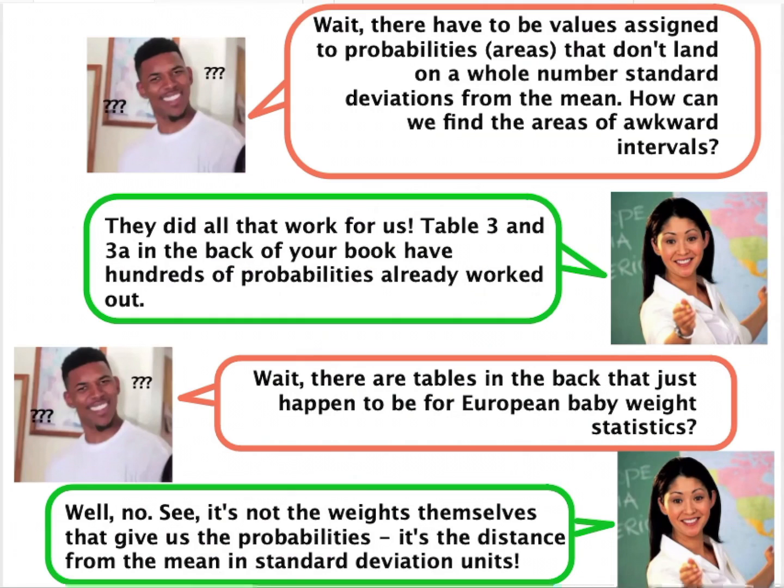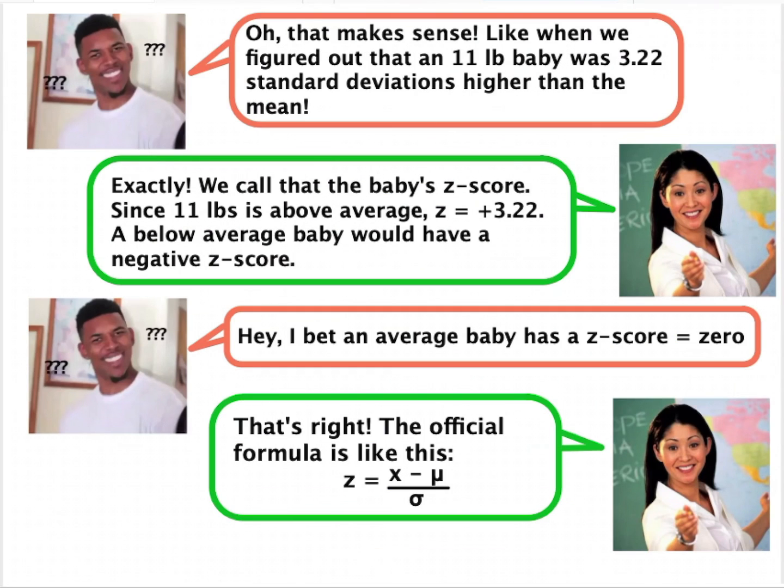Wait, there are tables in the back that just happen to be for European baby weight statistics? Well, no, see, it's not the weights themselves that give us the probabilities, it's the distance from the mean in standard deviation units. Oh, that makes sense. Like when we figured out that an 11-pound baby was 3.22 standard deviations higher than the mean. Exactly. We call that the baby's z-score. Since 11 pounds is above average, z equals positive 3.22.